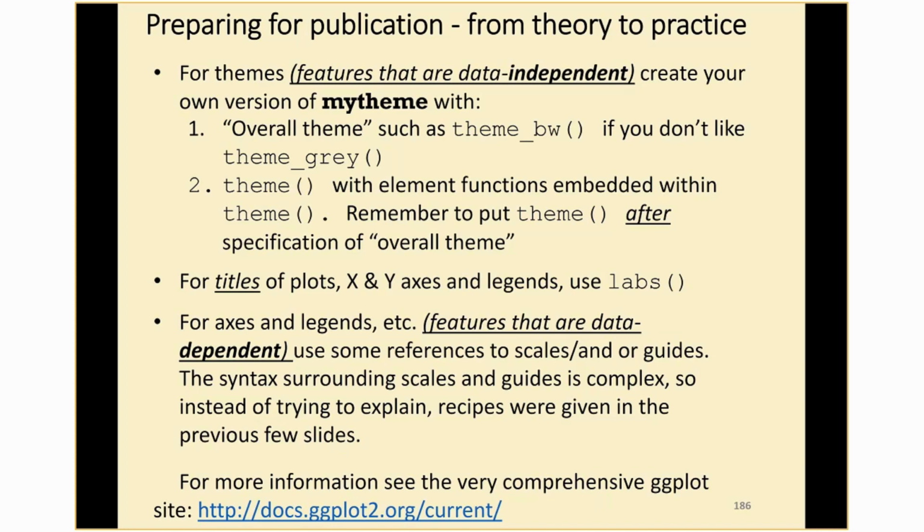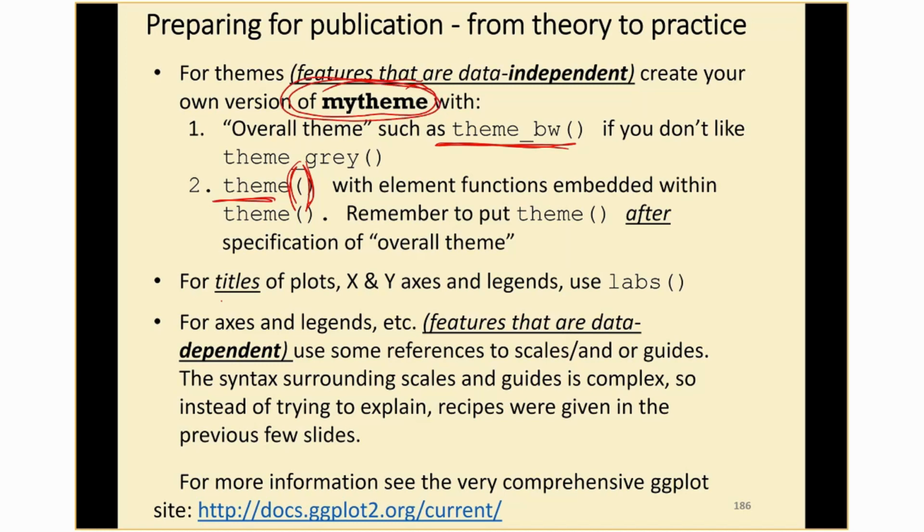And the first thing you're going to want to do is create your own personal version of my theme. And you'll do that so that you can apply my theme to all your plots, and they'll all have the same general appearance. And there's two components that are going to be present in your own personal version of my theme. First is your overall theme. So you might pick something like theme black and white, although I actually prefer theme classic. You could pick your personal overall theme, and then you're going to use the theme function. And inside the theme function, you're going to make the minor modifications.